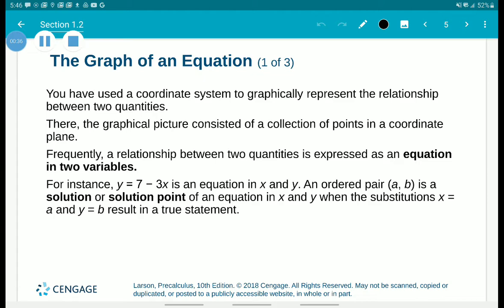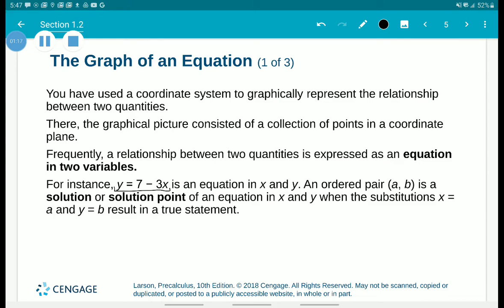So let's talk about the graph of an equation. When we talk about graphs of equations, we're going to talk about relationships really between x and y. When we talk about equations in this sense, we're talking about equations in two variables. Now, if you go on to other courses, you can talk about three variables and what that would look like. But we're really going to focus on two variables in this course. So for instance, what if we have this equation y equals 7 minus 3x? And that's the equation that's written in terms of two variables, x's and y's.